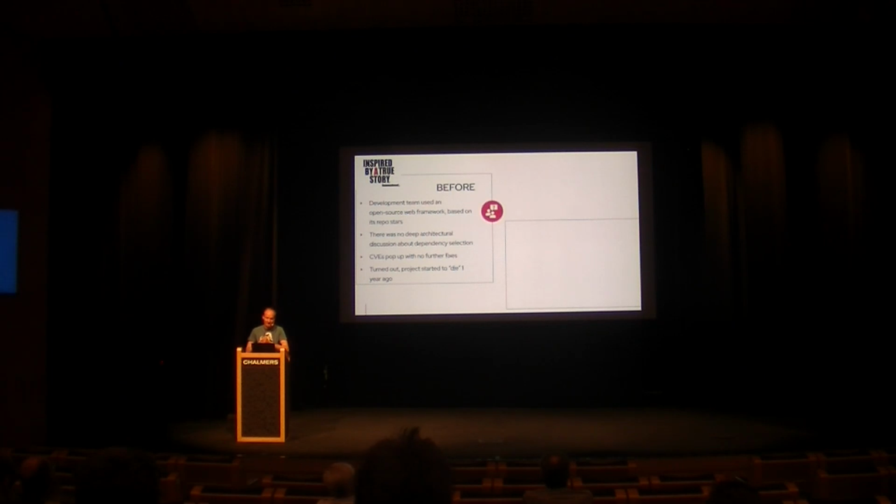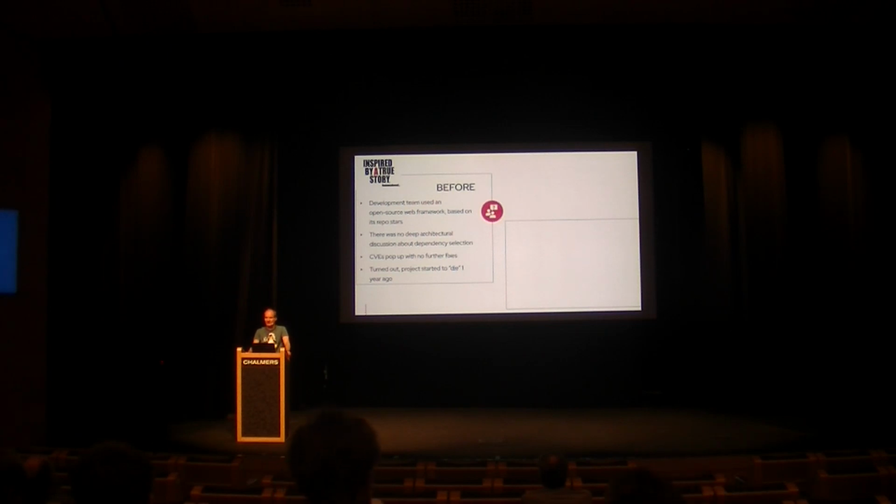The development team used a relatively popular open source web framework based on its repo stars. Back in the day, they said, okay, these are the different options I have to select as a dependency for my project, and this project has a couple, maybe even a few thousand, GitHub stars, and that's good. There was no deep architectural discussion about this, because why? The name is cool, the logo is bright.